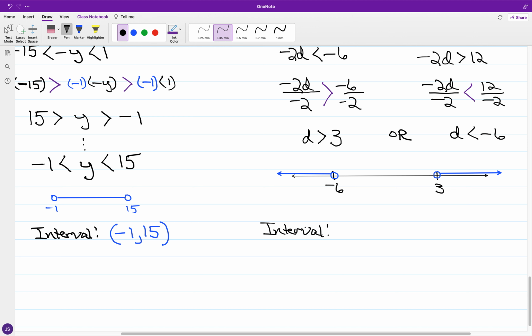Looking at it from the smallest to the largest values, at the left end we have the extreme minimum, right at negative infinity, and you have approaching but not including negative 6.